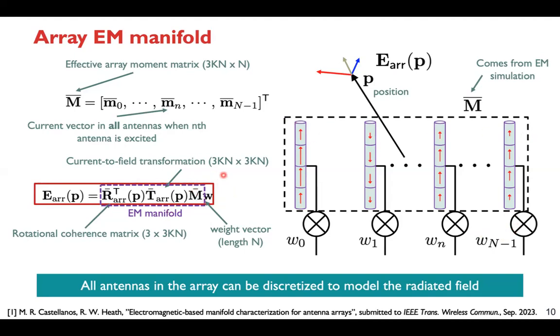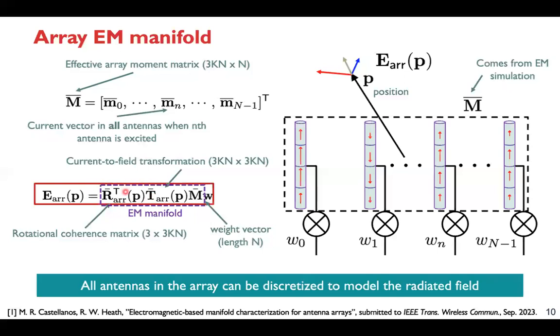Once we have that current distribution, the only remaining task is to map that to a radiated field. And the way we do that is from these two matrix transformations here. One which we're calling the current to field transformation that effectively takes the currents that we're observing on those Hertzian dipoles and maps it to an equivalent radiated field that we would observe from that Hertzian dipole.